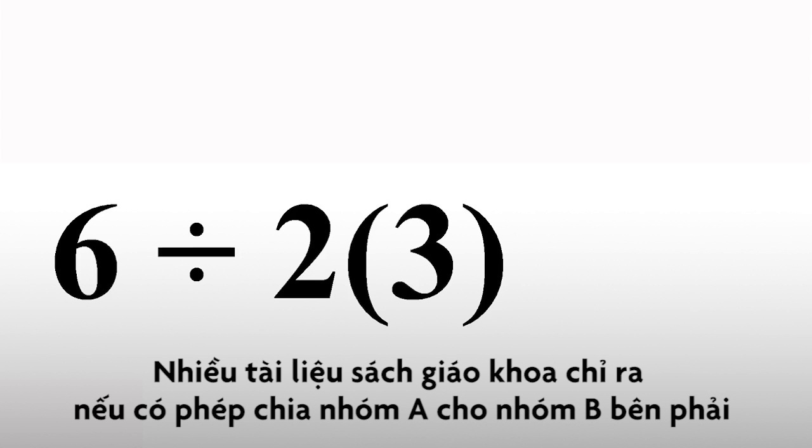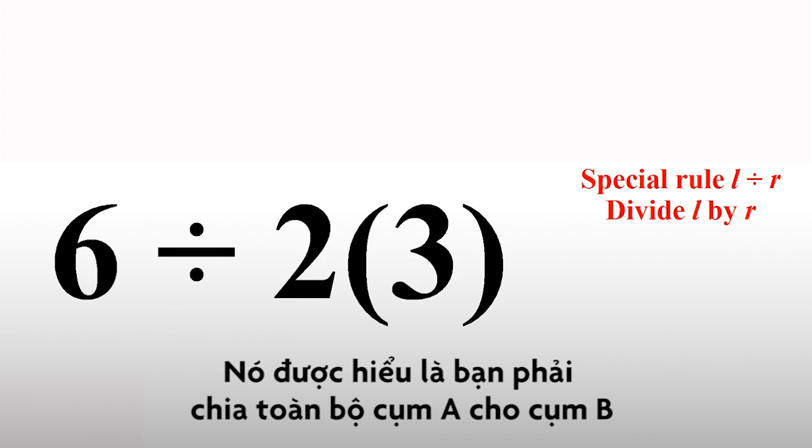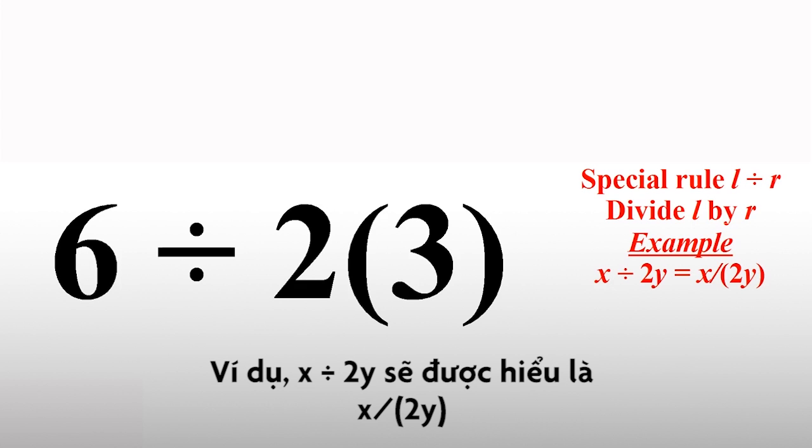Well, there were textbooks, and there was a lot of usage that if you had this division symbol, where you had something on the left divided by something on the right, this was understood to mean you want to divide the entire product on the left by the entire product on the right. X divided by 2y with this division symbol, they actually did mean x divided by parentheses 2y.